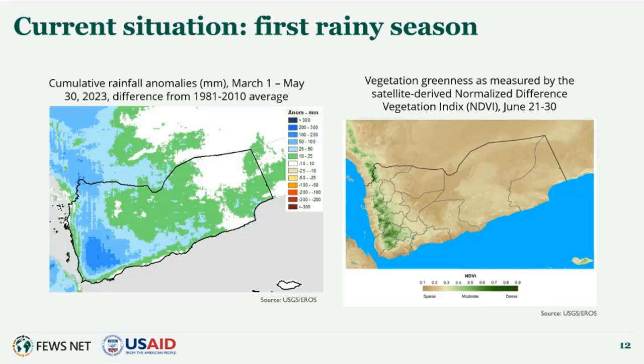I would note, though, that alongside the deterioration of livelihoods that has occurred over the years, given the numerous direct and indirect impacts of the conflict, overall, though better than last year, crop and livestock production outcomes are still expected to be significantly below average and pre-conflict levels.